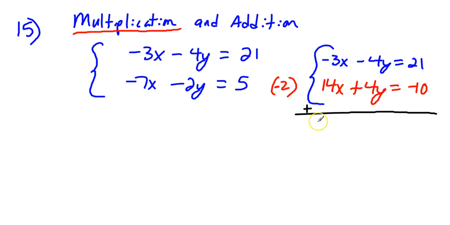All right, negative 3 plus 14, that's just 11. Again, the y goes to 0. That's what we want. It's gone. 21 minus 10 is 11. That makes it easy. When you divide those two, you get x is 1.